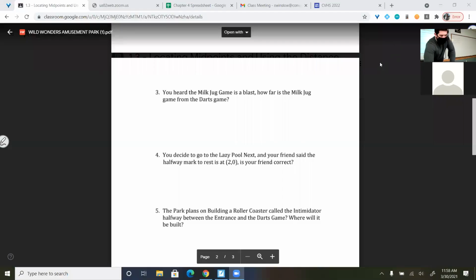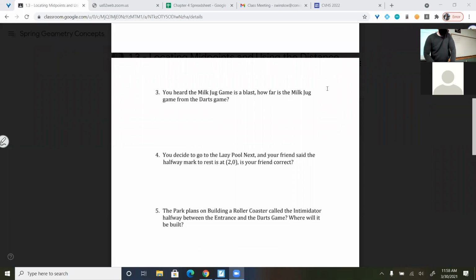For number 3, you should have gotten the answer of square root of 40, just like number 2, or about 6.3 units. And for number 4, you should have found that the midpoint was at 2, negative 1 instead of at 2, 0. So your friend was not correct. Awesome. Yes, the friend was wrong.